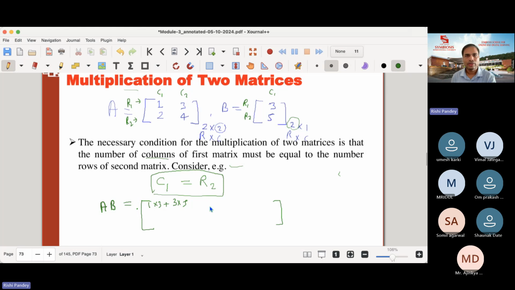Okay. Next one. First row, second column. There is no other column, so only one element you will get. Again, second row, first column. So 2 into 3 plus 4 into 5. Simplify. 3 plus 15. Here 6 plus 20. So this will become what? 18 and 26. This is the multiplication.